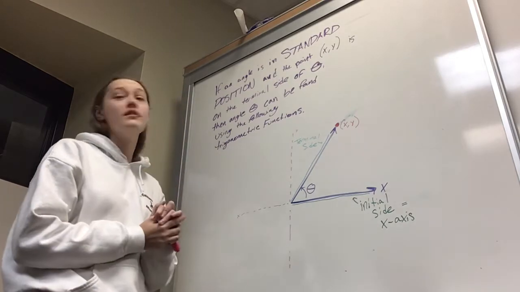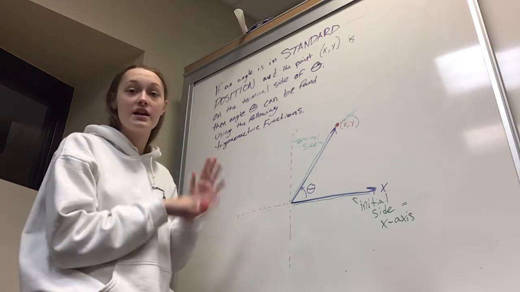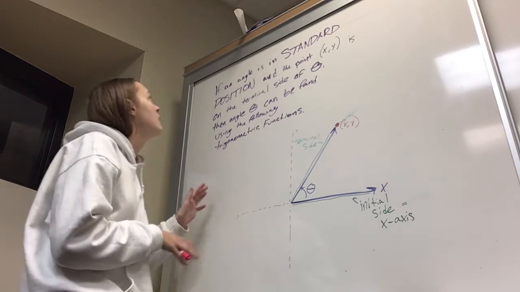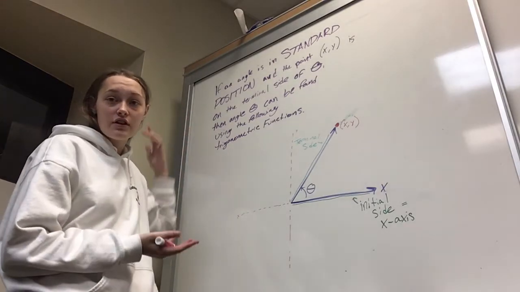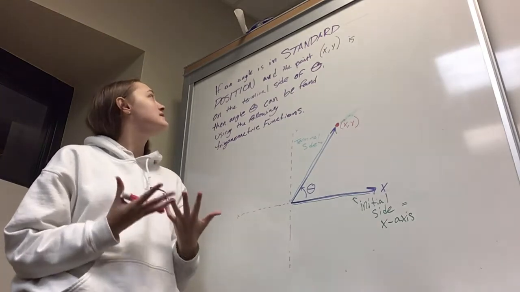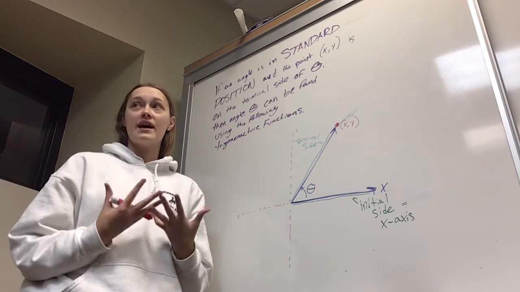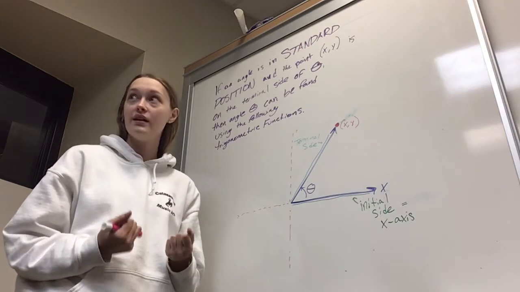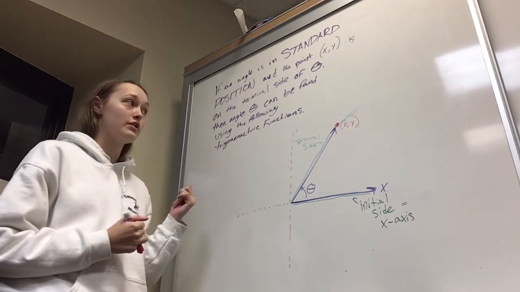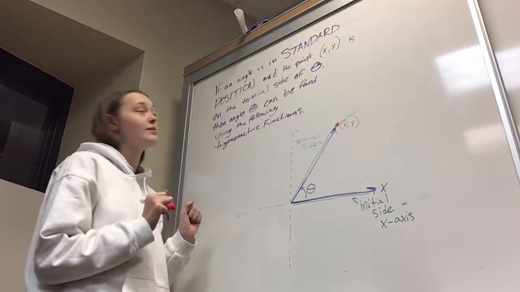So we're going to start off today with trig functions and angles and definitions. This is the first definition of trigonometry as a whole. It says if an angle is in standard position and the point xy is on the terminal side of theta, then the angle theta is equal to one of the following trigonometric functions that I will get to. Let's look at some of the vocab.